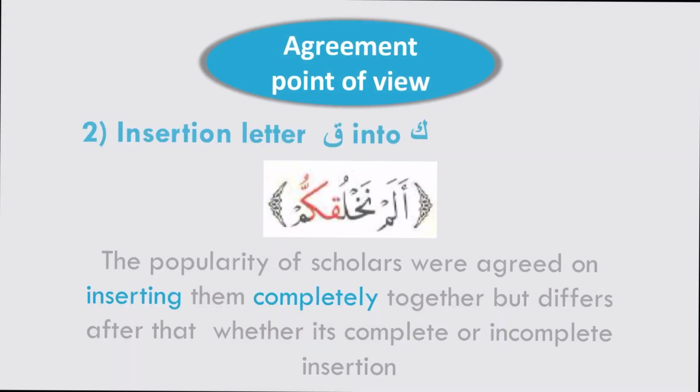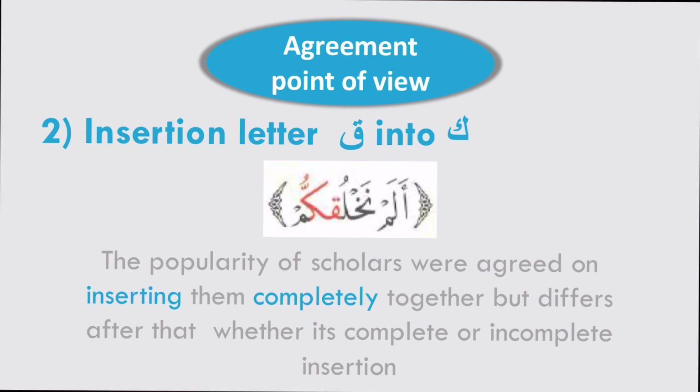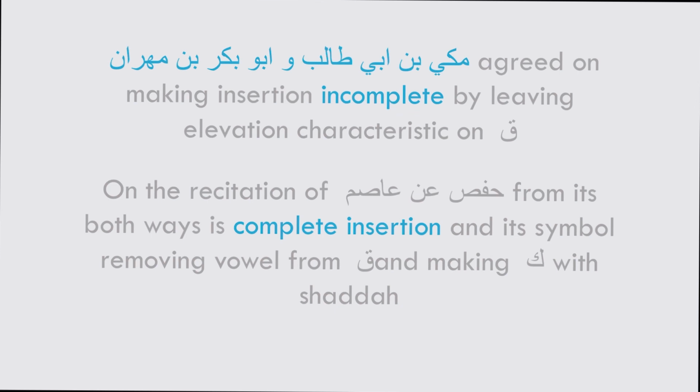And the other agreement point of view is letter qaf with kaf. Qaf with kaf, these are two close articulation points, and we mentioned that the majority of the scholars agreed on inserting them completely together. So alam nakhluqkum, qaf and kaf should be inserted together, but they differ after that on whether it is a complete or incomplete insertion. So almost all of the reciters do it as insertion, but they differ on whether it is complete or incomplete, as in the following details.